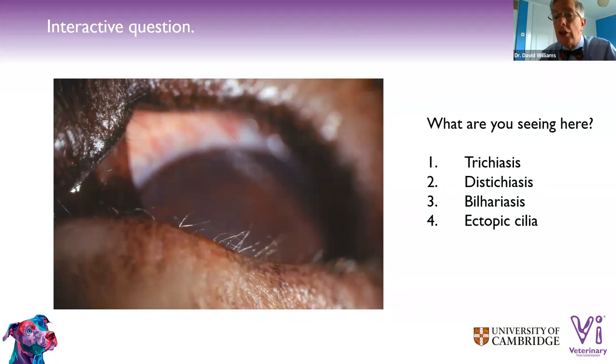What are you seeing here? Are you seeing trichiasis or distichiasis or ectopic cilia?